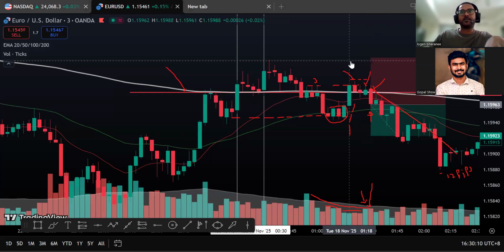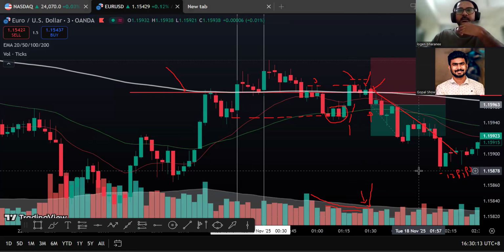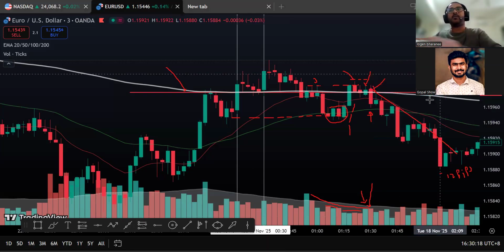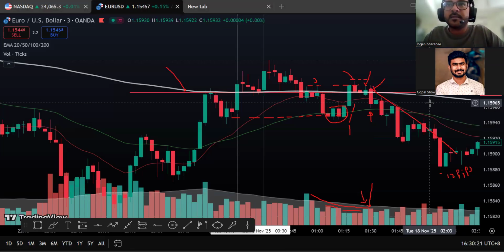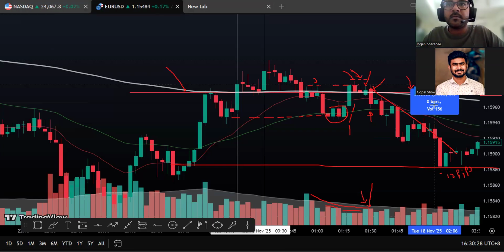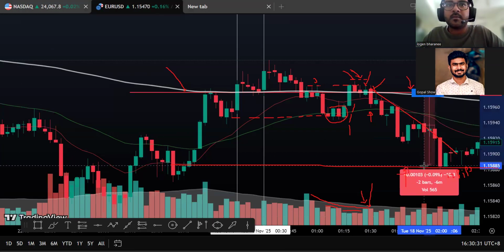This is the measurement tool. On the left-hand side, you can just measure the pips, from this area to this area. 10 pips, right? Yeah, 10 pips.